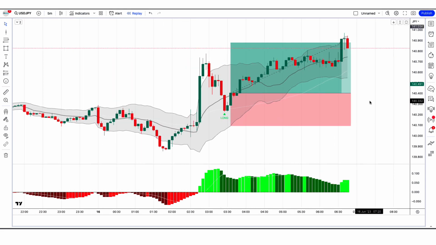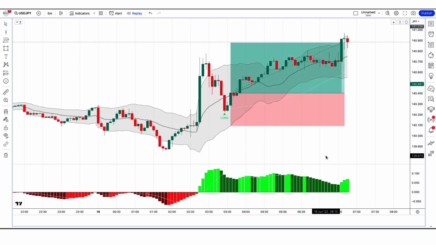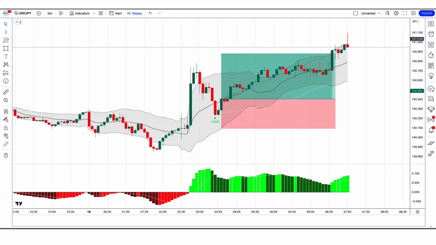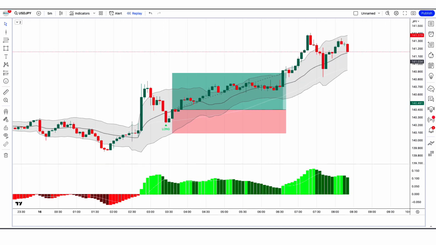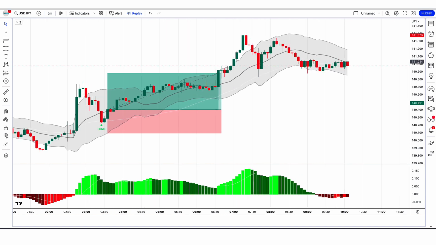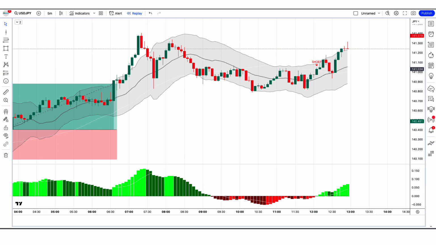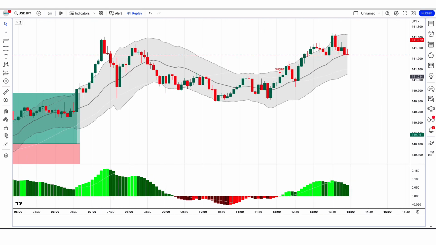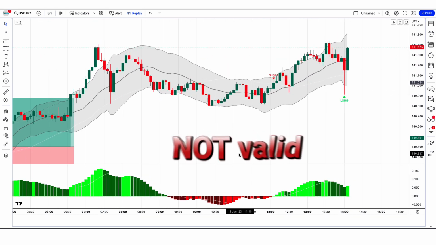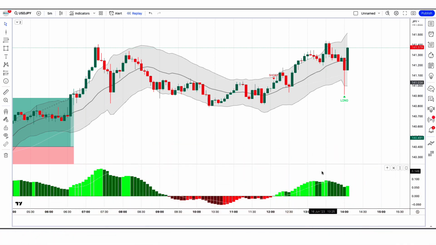The market has completely hit the target. Now we will find other trades. You can see that this signal is not valid, so we will not take any trade here. Here we got the sell signal immediately.